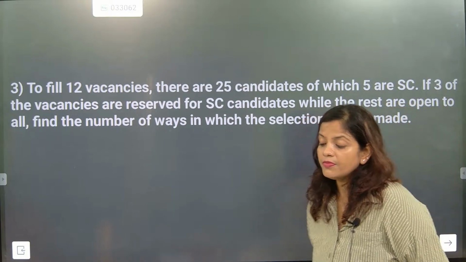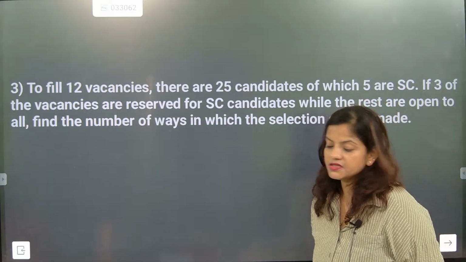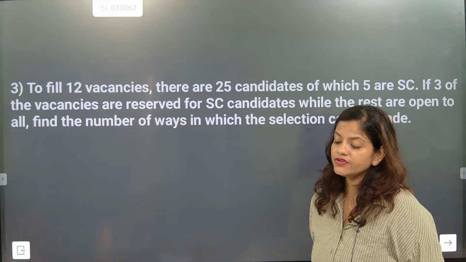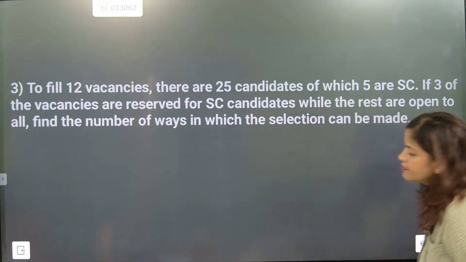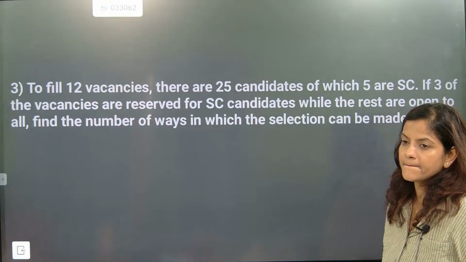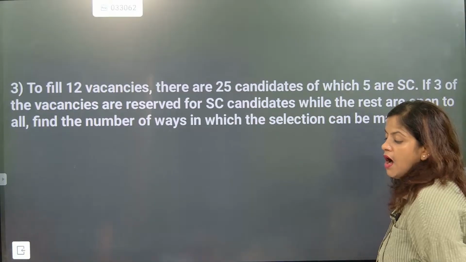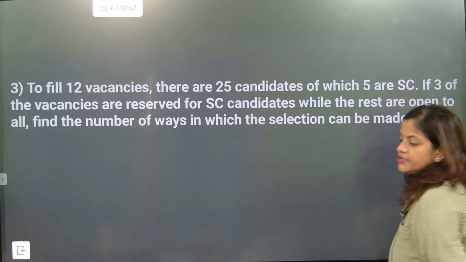No doubt it is a combination question. No arrangement is there. It's only selection. No one is taking first place. No one is taking second place. So no arrangement is there. Only simple selection is there. Come on, try this question, beta.